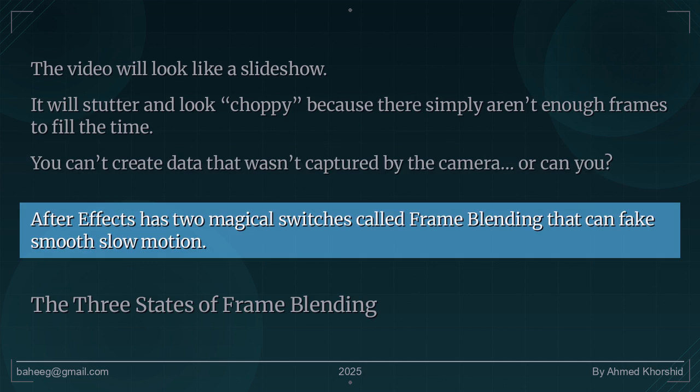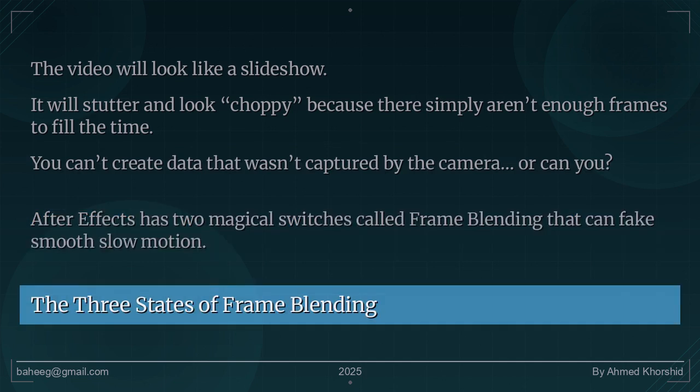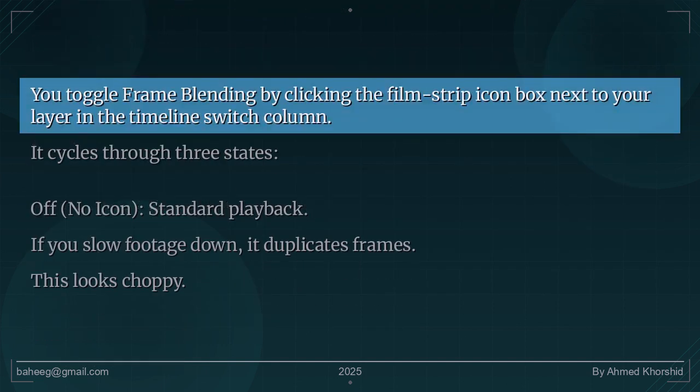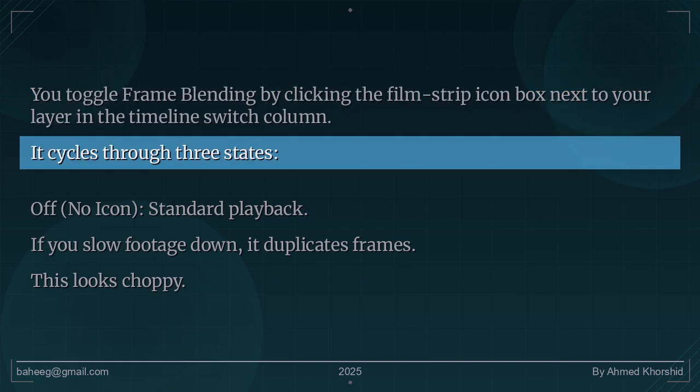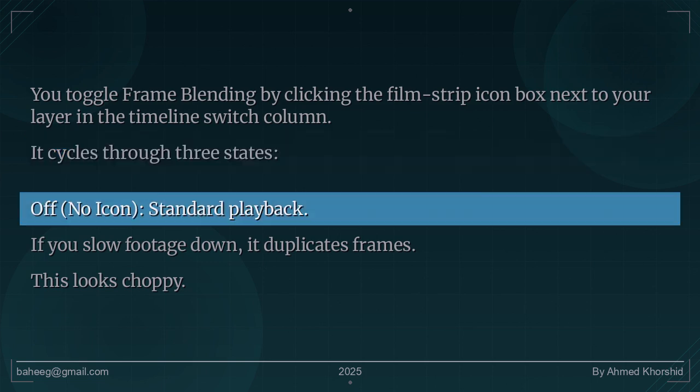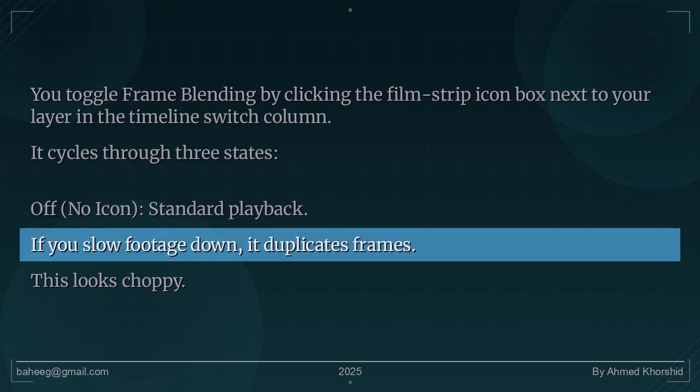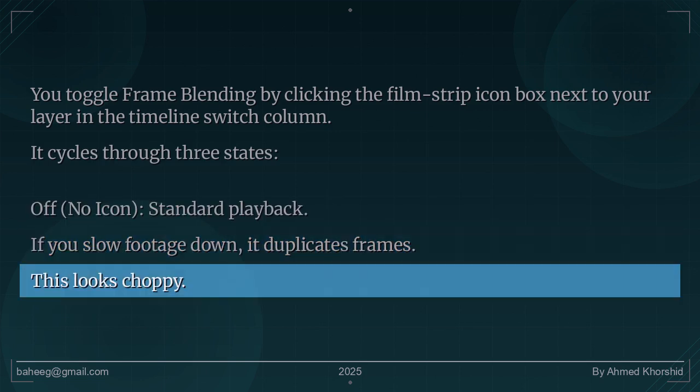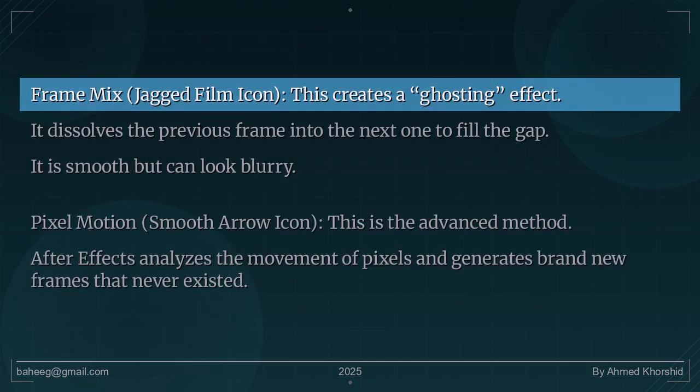After Effects has a magical switch called frame blending that can fake smooth slow motion. The 3 states of frame blending. You toggle frame blending by clicking the film strip icon box next to your layer in the timeline switch column. It cycles through 3 states. Off, no icon, standard playback. If you slow footage down, it duplicates frames. This looks choppy.